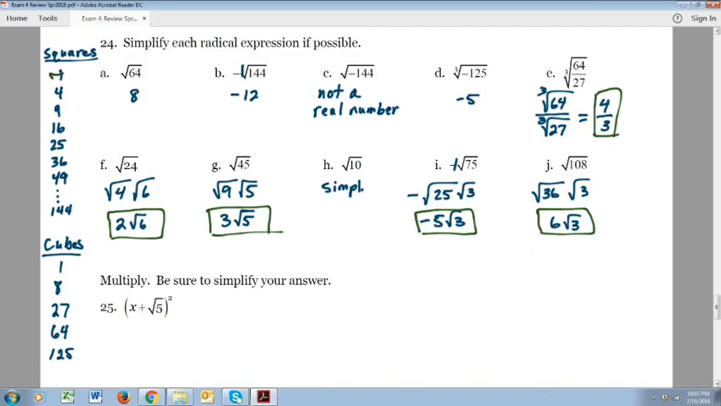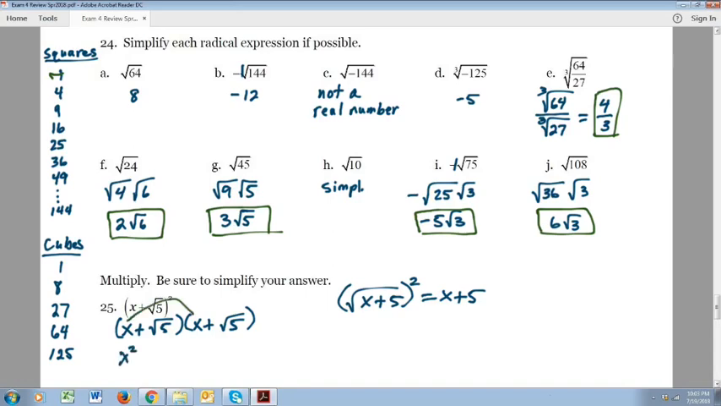Alright, on 25, this one's a little bit tricky. Notice it's similar to this problem here, the square root of x plus 5 squared. And in that case, you'll get x plus 5 because you're squaring a square root. With 25, you've got two terms inside the parentheses there. And so this is really what I call FOIL in disguise. You're going to have to multiply two of these guys.